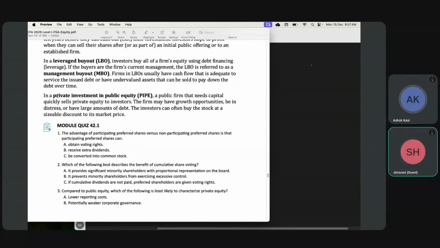Similarly, here they say PIPE. PIPE is private investment in public equity. So a public firm that needs capital quickly sells private equity to investors. So it is private equity to investors, and it is done by a public firm.